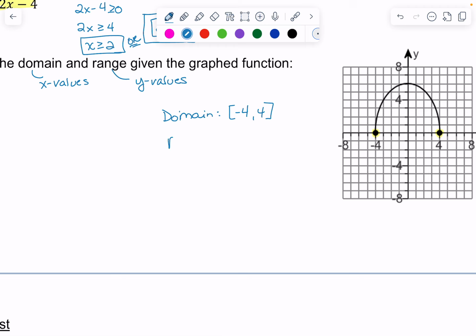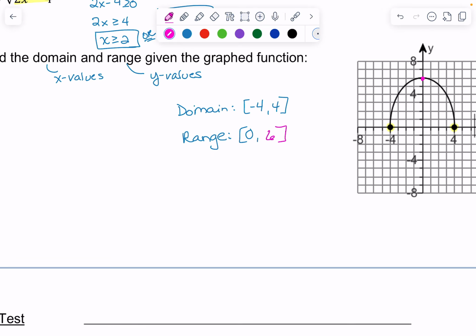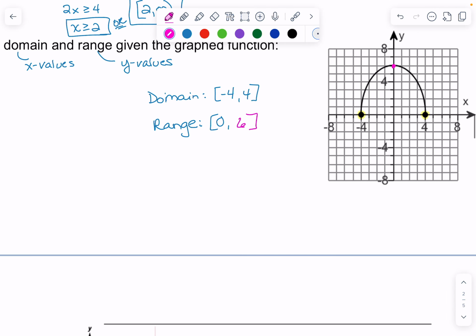All right? My range. I'm looking at my absolutely smallest y value, and that's at 0, right? So down here at 0. And my max, I'll put a pink dot on it, is right up here, all right? And that's at 6. It's included because there's no hole up there. So I'm going to say to 6, and I'm going to close the bracket. Okay? Again, if there was a hole up there, I would use a parentheses. Hopefully that makes sense.